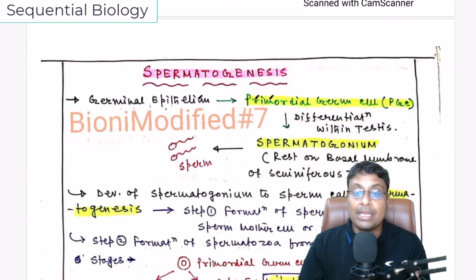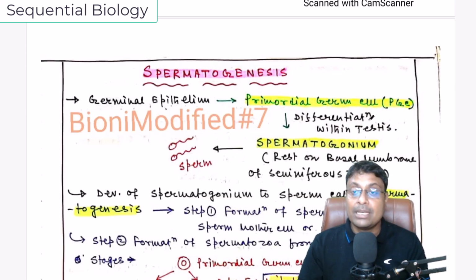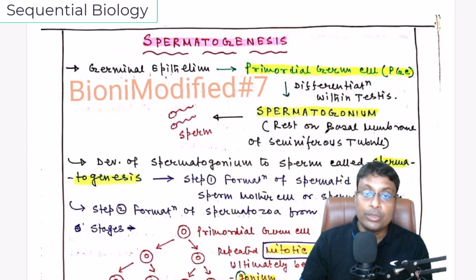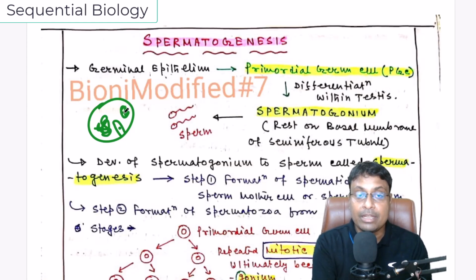The germinal epithelium produces the primordial germ cell, and this primordial germ cell differentiates within the testis, and this will produce the spermatogonium cell. From this spermatogonium cell the spermatozoa are developed, and this spermatogonial cell rests on the basal membrane of the seminiferous tubule. And we know inside the testis two important structures are present: the seminiferous tubules, which are tubule-like structures, and in between the seminiferous tubules a special kind of cell is present, which is known as the Leydig cell. And spermatogenesis actually occurs in the seminiferous tubule.